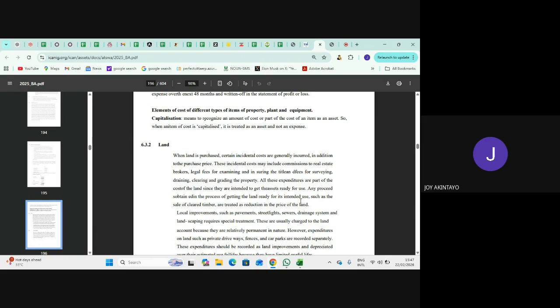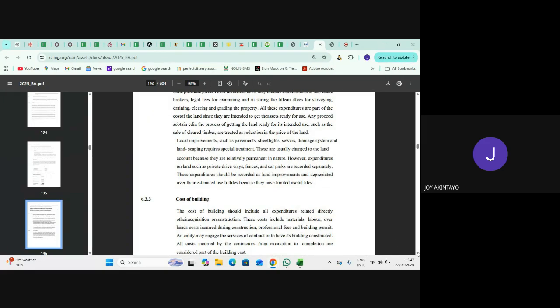So without wasting much of our time, these are other costs that are directly related to the acquisition of assets before the usage of the assets. Those are the costs that will be considered. Also, you need to consider any local improvement. Those are the costs that will be looked at when you want to determine the cost to be written in your profit or loss.